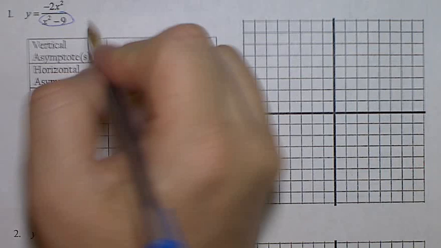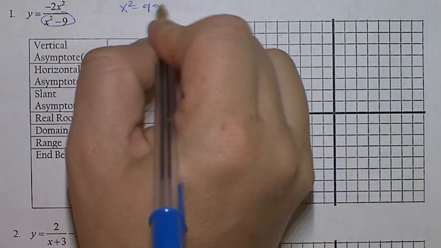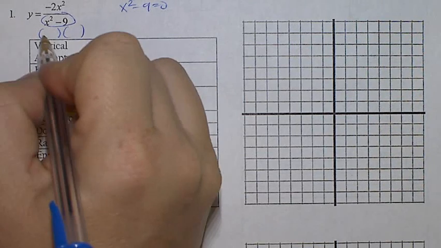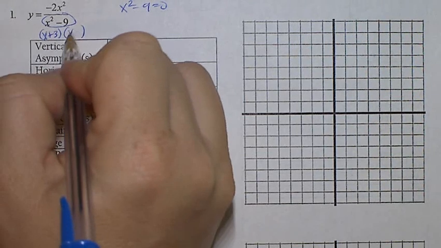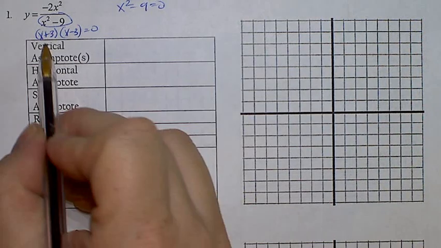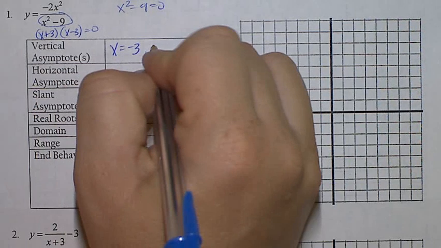So there's a couple ways to do that. I could set it equal to 0 and solve, but I think it's easier, and I think you guys all have the ability to quickly factor that into x plus 3 and x minus 3. And when you set that equal to 0, we can see one of the solutions is x equals -3, and the other is x equals +3.